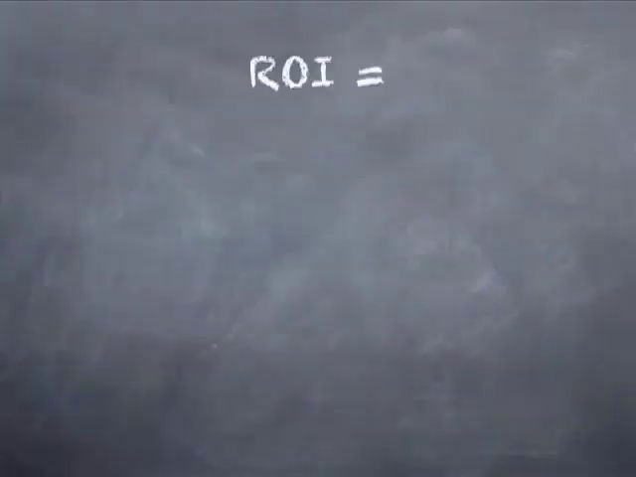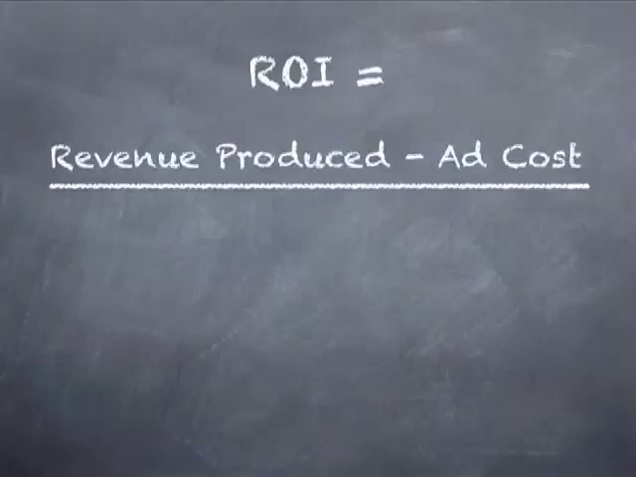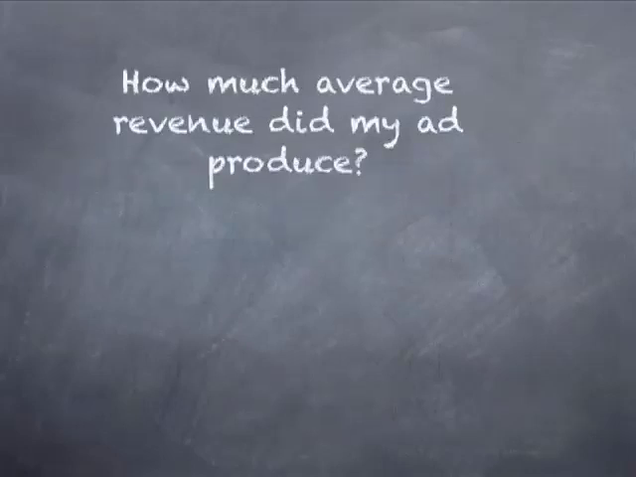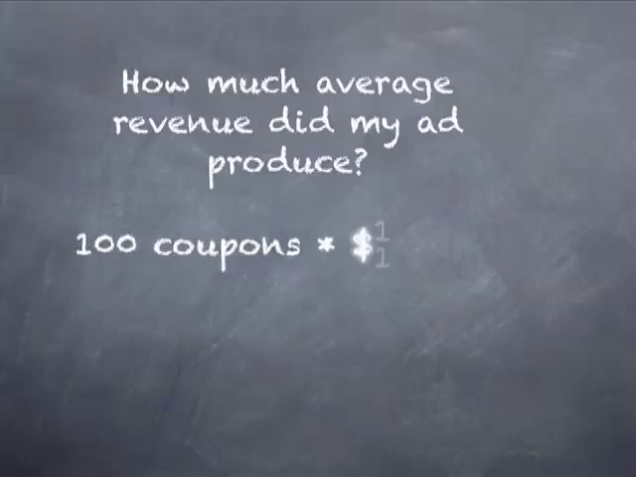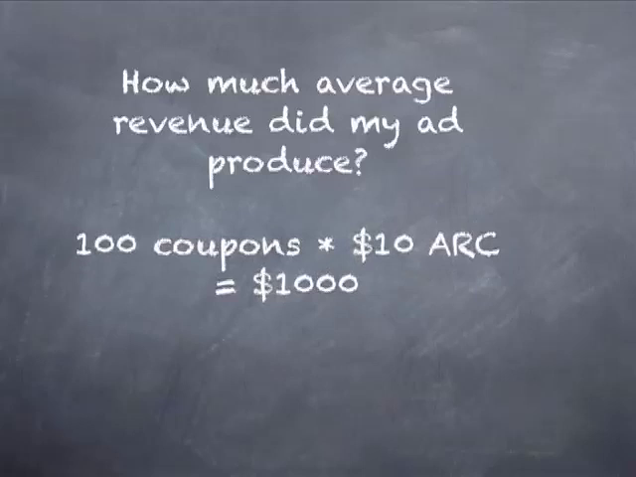Now let's figure out the return on investment. The return on investment is simply the revenue produced for that ad, subtracting out the ad cost, and dividing that number by the ad cost. Let's see how this looks. First of all, we need to figure out the average revenue that my ad produced. If you remember, I said that I collected 100 coupons and my average revenue per customer is $10. So 100 coupons times my average of $10 is $1,000.